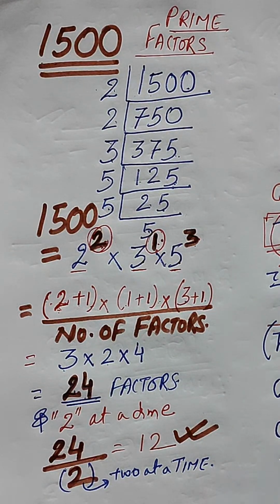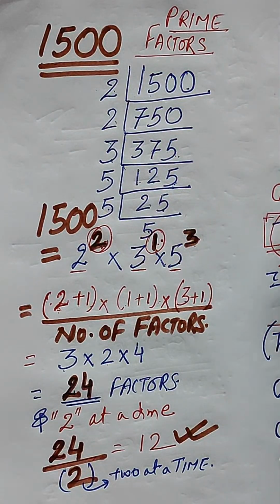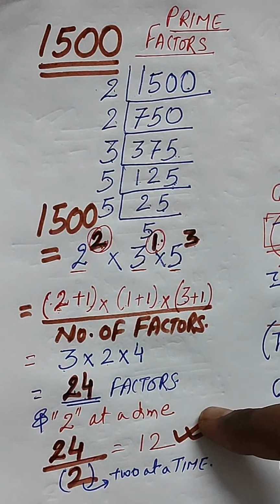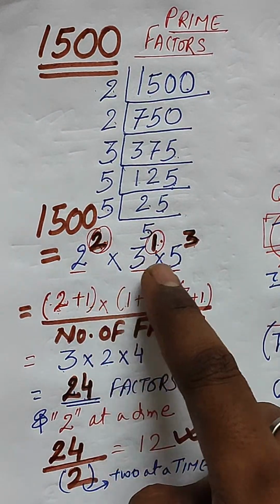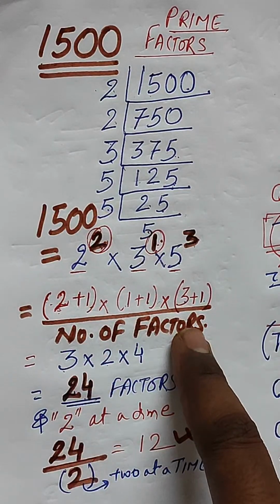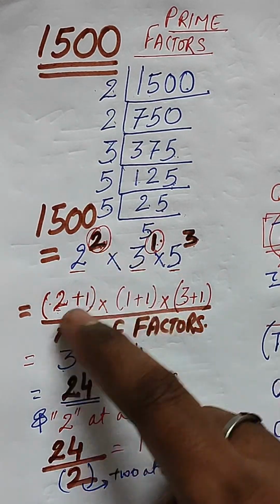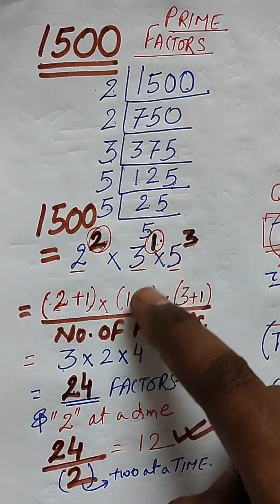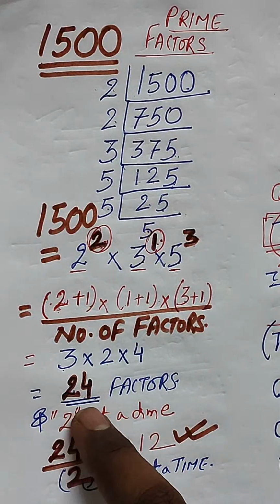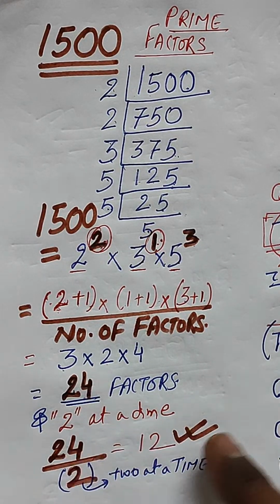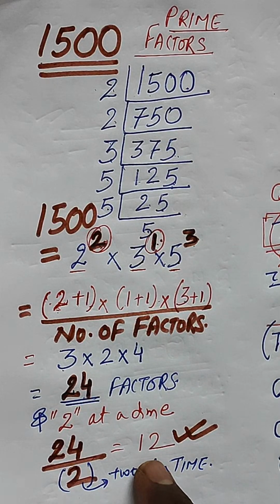Very quickly summarizing in 10 seconds: we need to find the number of factors of 1500 when taken two at a time. We split 1500 into its prime factors, and in exponent form it can be written like this. As per the formula, the number of factors is the product of the exponents of all these prime factors plus 1. Exponent of 2 is 2, so 2 plus 1. Exponent of 3 is 1, so 1 plus 1. Exponent of 5 is 3, so 3 plus 1. Multiplied all together this gives 24, so there are 24 possible factors. When taking 2 at a time, you divide by 2 and your answer comes as 12. In this way we have solved this question.